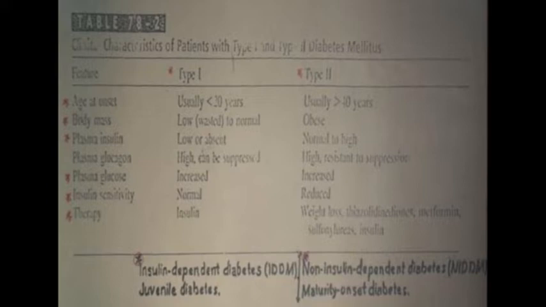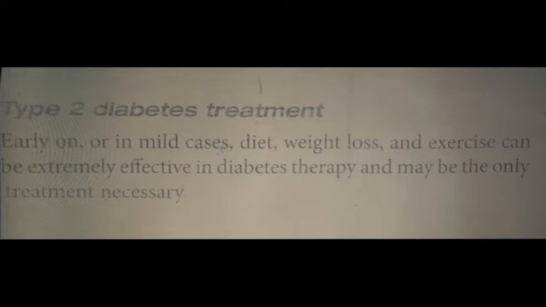Plasma glucagon: high but can be suppressed in type 1, high and resistant to suppression in type 2. Plasma glucose in both is increased. Insulin sensitivity: normal in type 1, reduced in type 2. Therapy: type 1, insulin. Type 2, now we'll see the usual medication, beginning with the diet and exercise.